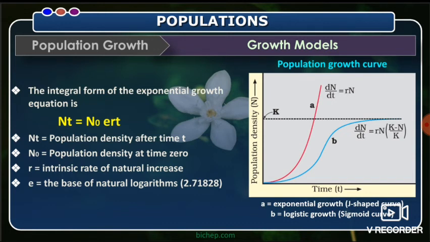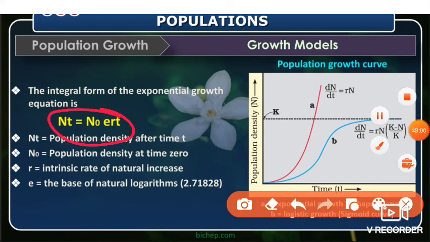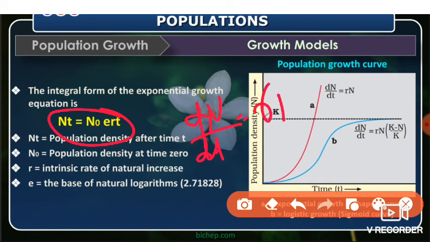And students, in the next class we'll study logistic growth. But students, I think all of you understood this. Here this is important, that is the integral form of the exponential growth equation. Please remember. And along with that, the calculation of the population density, that is dN/dt = rN. This is also important, please remember.